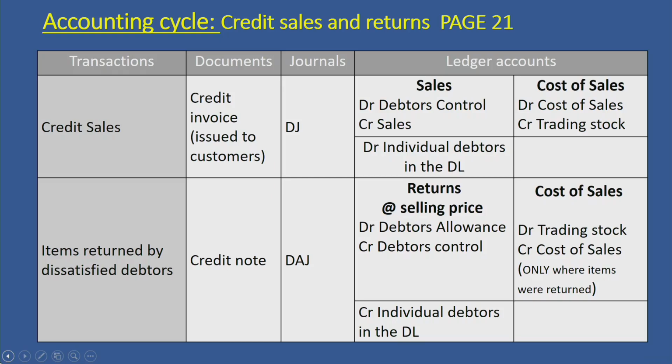And then below that, you'll see items are returned by dissatisfied debtors in the second line. And we issue a credit note, so we keep the duplicate. Debtors allowances journal and the returns at selling price, 2 accounts, the cost of sales, 2 accounts, and then the debtor himself will want his account to decrease.